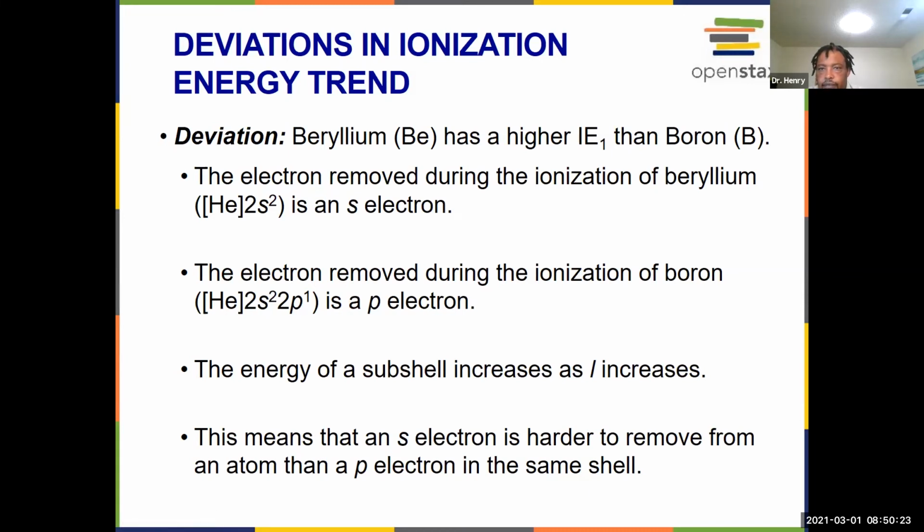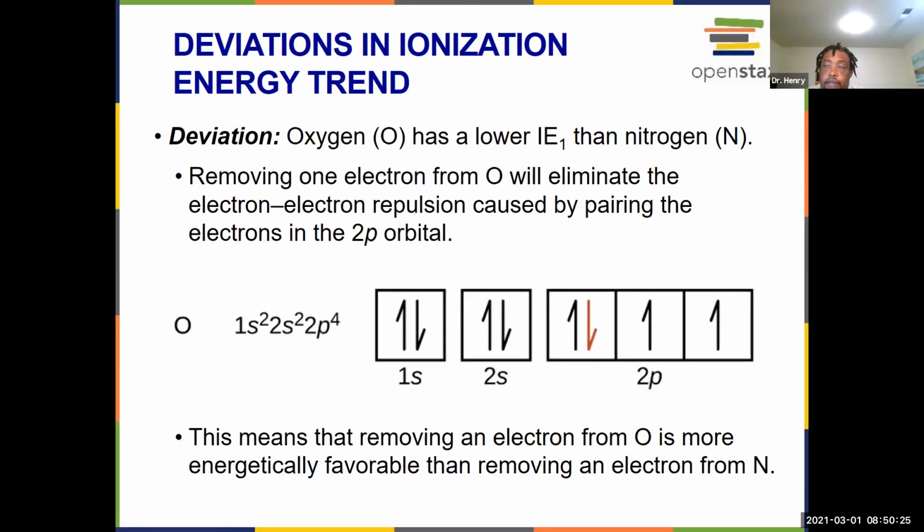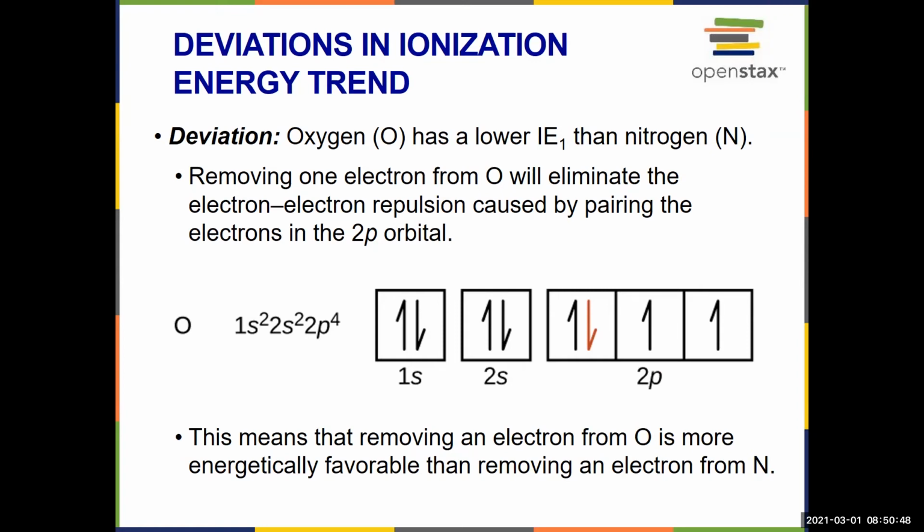And so you'll see that generally as we move across, another deviation is that oxygen has a lower ionization energy than nitrogen. Nitrogen, again, you'll notice, has a lot of deviation. Okay, questions, concerns, Cash? Nope. Okay.